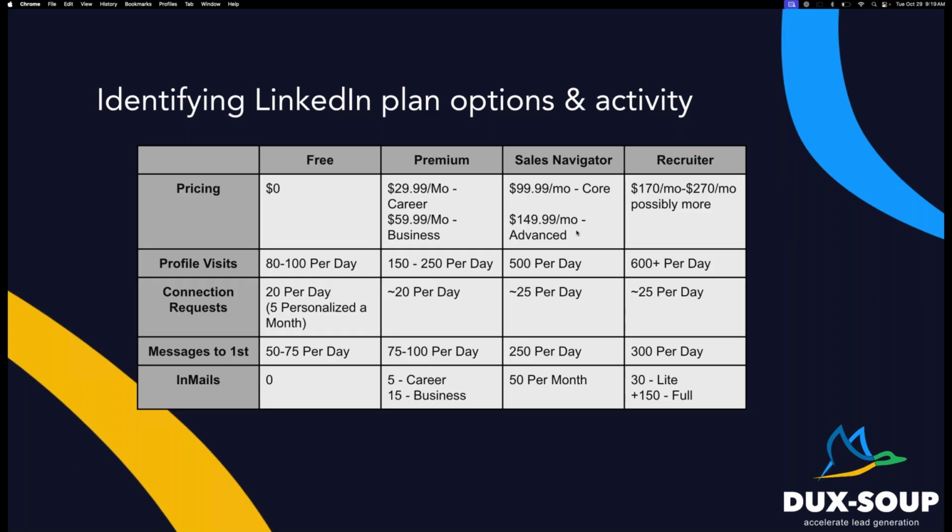So all of these numbers that you're seeing here, except for the pricing for the most part, but profile visits, connection requests, first messages to your first degree, and well, I guess not InMails, but the middle three there: profile visits, connection requests, and messages to your first degree. These can be adjusted and will most likely be different depending on the level of what is considered on LinkedIn and your social selling index associated with other areas as well.